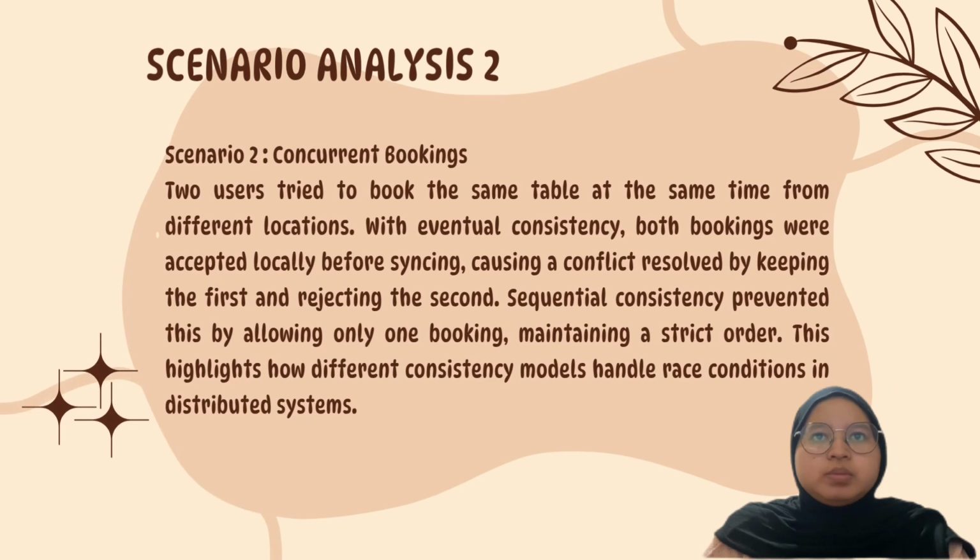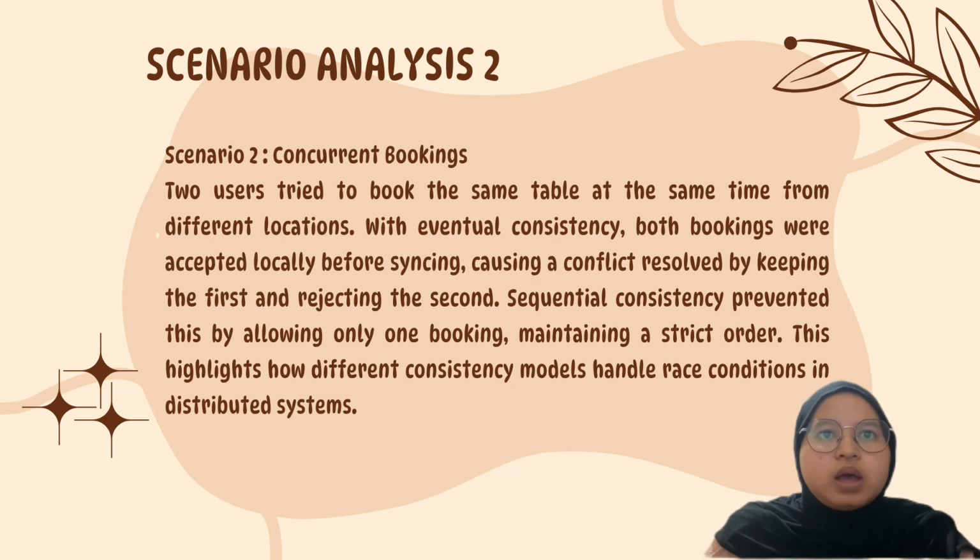Scenario 2 is about concurrent bookings. Two users tried to book the same table at the same time from different locations. With eventual consistency, both bookings were accepted locally before syncing, causing a conflict resolved by keeping the first and rejecting the second. Sequential consistency prevented this by allowing only one booking, maintaining a strict order. This highlights how different consistency models handle race conditions in distributed systems.